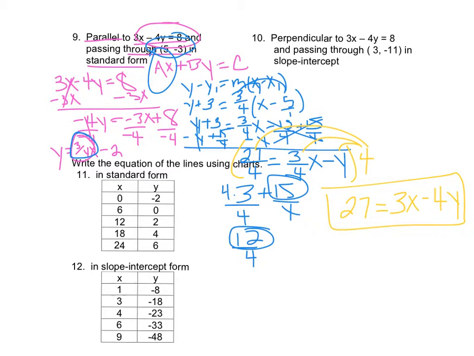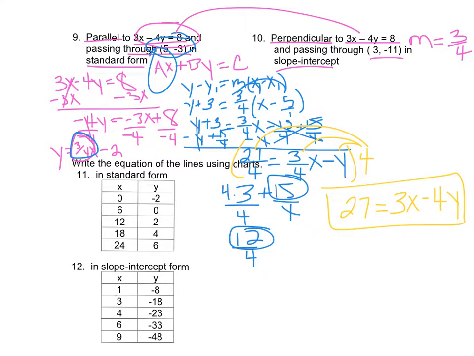Looking at number 10, it says this time we want to find the equation that's perpendicular. Notice that's the same equation over there. So we already found the slope to be 3 over 4. So we already know the slope of that equation because we just found it on number 9. So we want the line to be perpendicular and to pass through (3, -11). We want it in slope-intercept form.